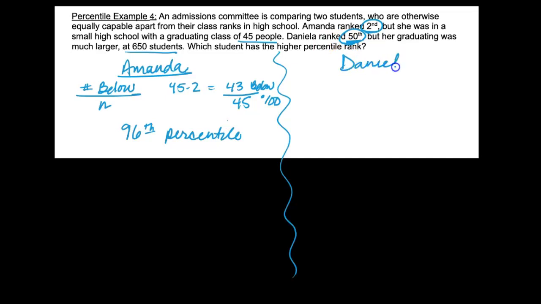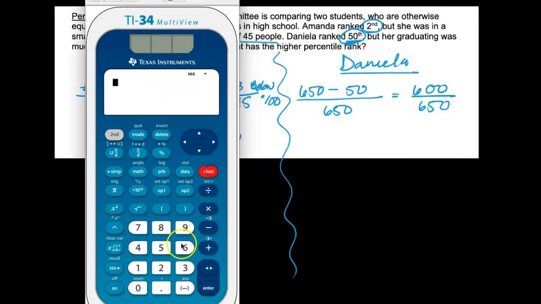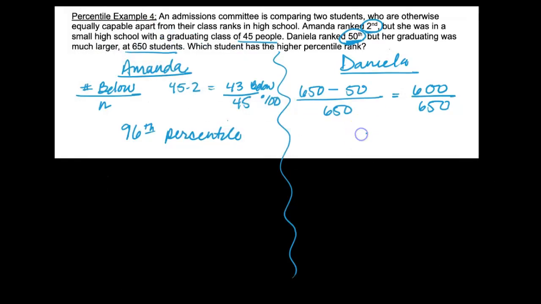Now let's look at Daniela. So for Daniela, we're going to do the same thing. We're going to find the number of people below her. So if there were 650 students at her school and she scored 50th, then that means 600 students are going to be below her. And in her school, there were 650 students, so that's going to go in the denominator. So I'm going to take my calculator, and I'm just going to do 600 divided by 650, and then multiply by 100. And I get 92.3 and some change there. If I round to the nearest whole number, that would be 92. So it looks like Daniela is in the 92nd percentile.